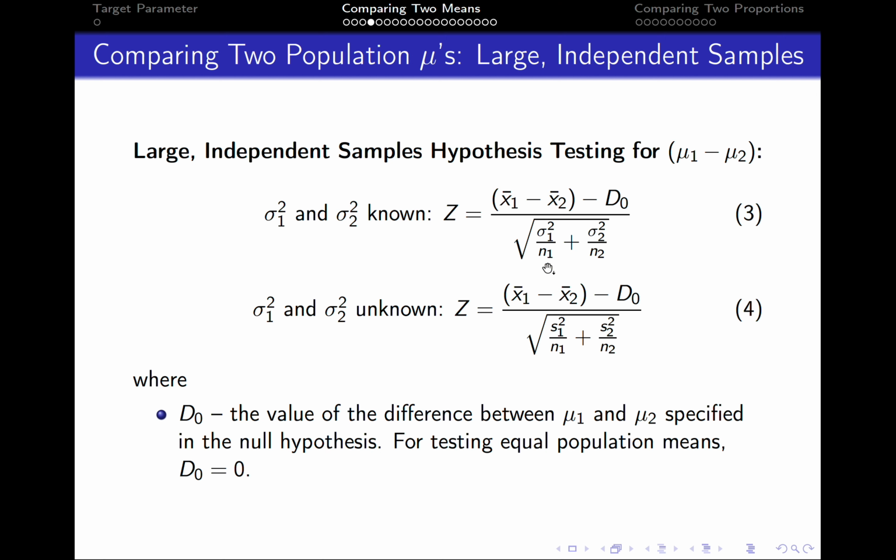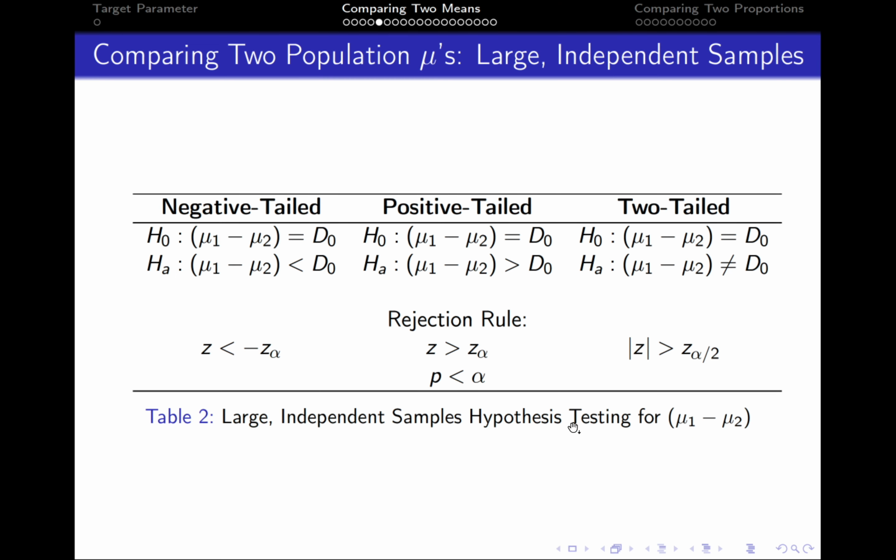And then we divide this difference by the square root of sigma 1 squared over n1 plus sigma 2 squared over n2. However, as we already know, we almost never know the true population variances. Therefore, as before, we will approximate them with sample variances. So instead of having sigma 1 and sigma 2, we will have s1 and s2. And that leaves us with the following possibilities: negative tail test, positive tail test, and two-tail test.